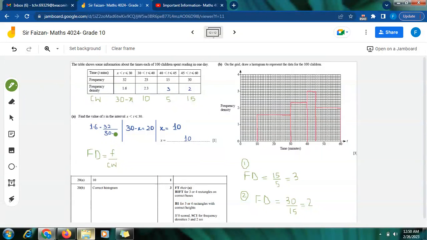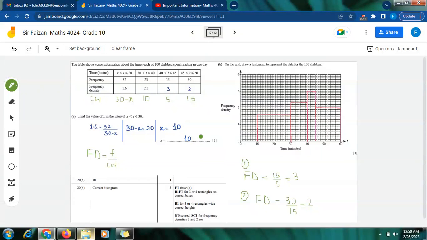Since I have to find the value of x, I am shifting this 30 minus x to this side, and I will shift 1.6 to the denominator. So this will be 30 minus x equals 32 divided by 1.6, which will give me 20. So 30 minus x equals 20. Since I have to find the value of x, I am shifting minus x to this side and 20 to the other side. So this will be 30 minus 20, which equals 10. So the value of x is coming out as 10.